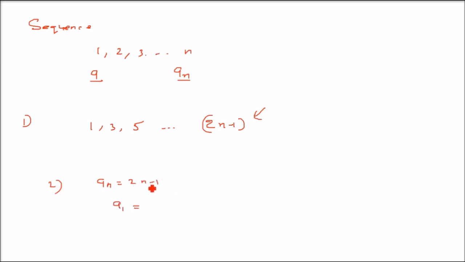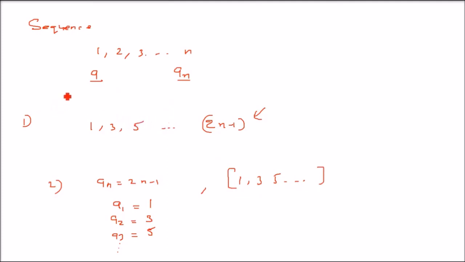Just put n equal to 1. What do you get? You get 2 into 1 minus 1, which is 1. For n equal to 2, 2 into 2 minus 1 gives 3. For a3, 2 into 3 minus 1, 6 minus 1, is 5. So you have the same series 1, 3, 5 and this goes up to 2n minus 1. These are the two ways of representing a sequence.